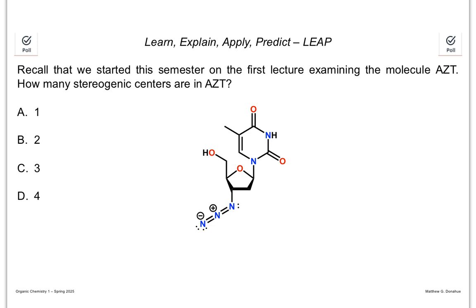So we started the semester looking at this molecule AZT. How many stereogenic centers are in AZT? Not quite. Three. So the answer is 3. We'll highlight them in red.